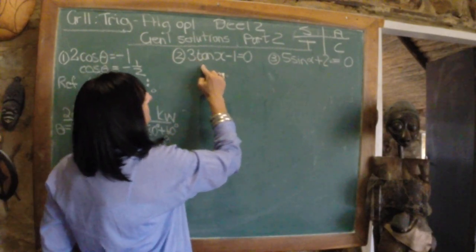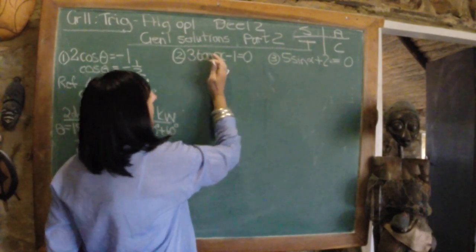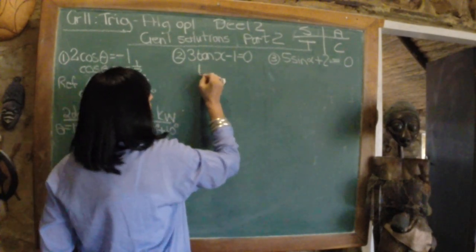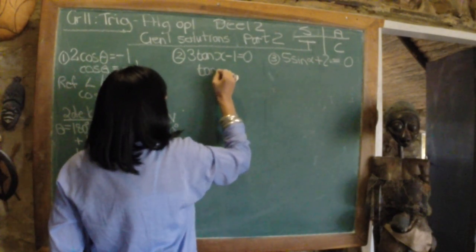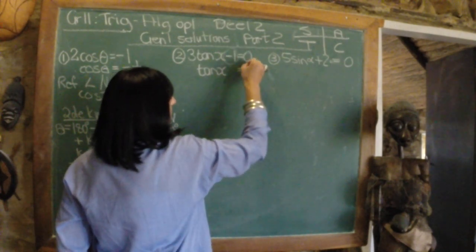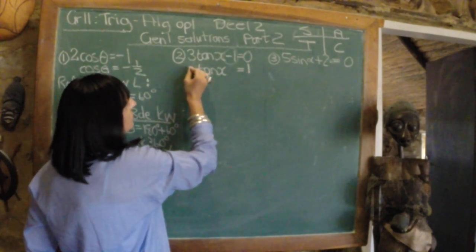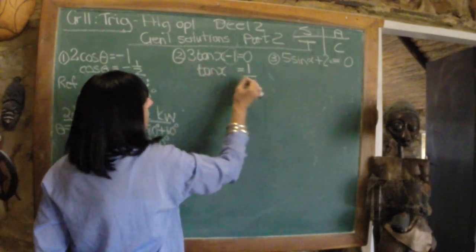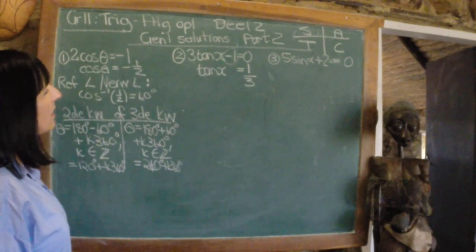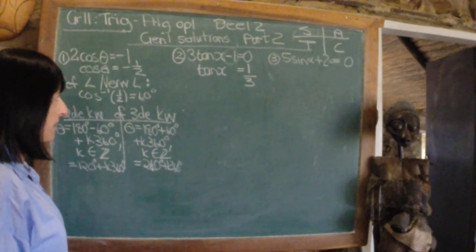I need tangent of an angle equals a ratio. So let's start. The tangent of x equals, take this minus 1 to the other side of the equals, 2, and divide with that 3 on both sides. Now I'm ready to get a reference angle.